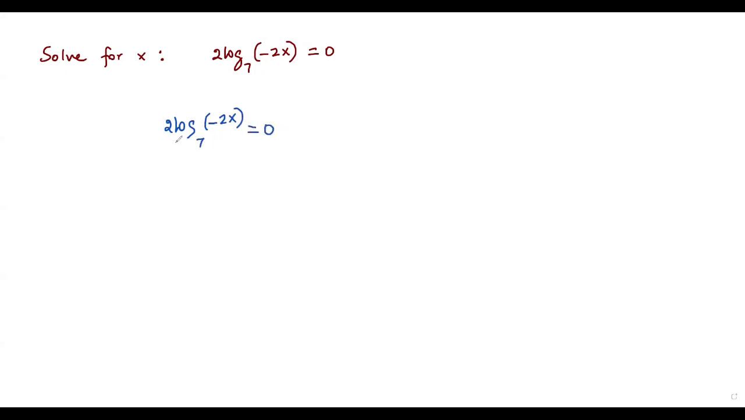Okay, to solve for x in this equation, first I have to isolate the logarithmic part. So for that, I have to get rid of this 2 which is multiplied by the logarithm. So I have to divide both sides of this equation by 2. When I do so, this 2 will cancel out. I'm getting log of negative 2x to the base 7 on the left side. On the right side, when you divide 0 by 2, I'm just getting 0.